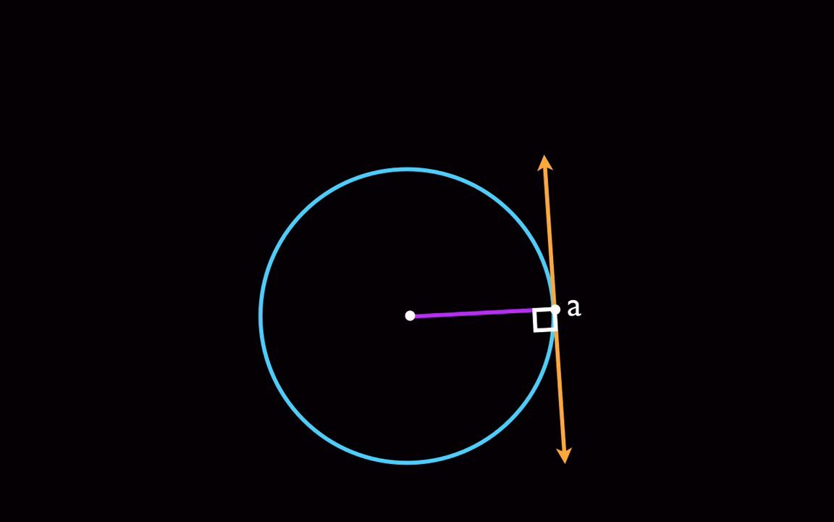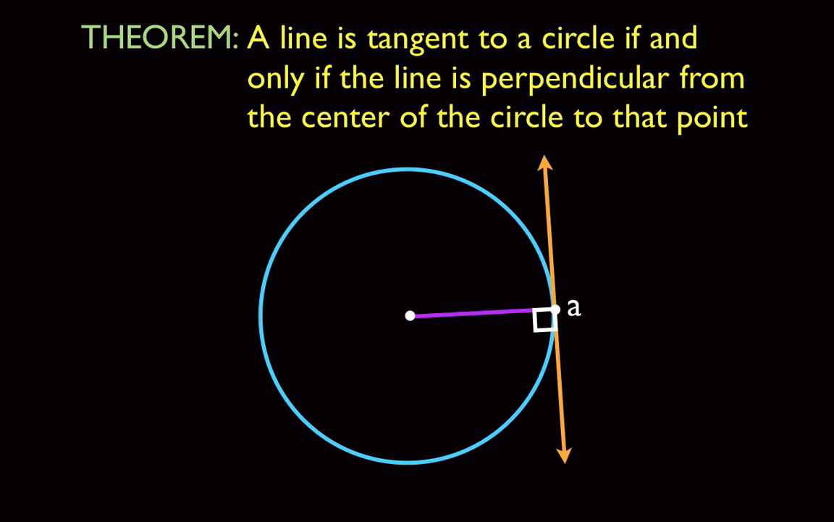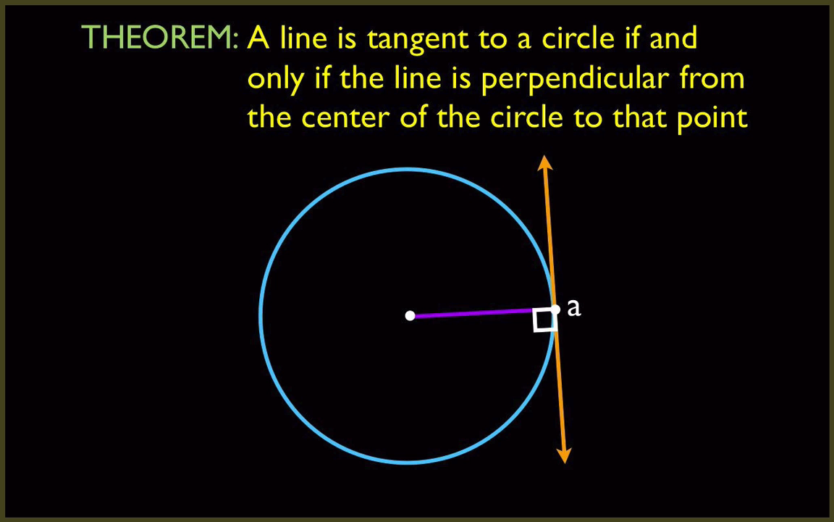What you should have noticed is that it actually makes a 90-degree angle. So what the theorem says is that any line is tangent to a circle if and only if the line is perpendicular from the center of the circle to that point. This is a book definition, but one of the things I wanted to highlight with you guys is the if and only if part.